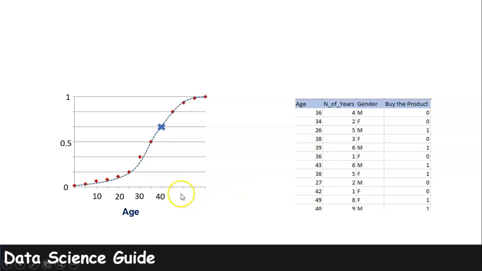Let's take a customer who is 40 years old, and if we draw a vertical line to the regression model here, we'll find that this point will fit on this location. And if we draw a horizontal line to the y-axis, the horizontal line will meet the y-axis at a point. This point is 70%, and 70% is higher than 50%, which means that this customer bought the product.